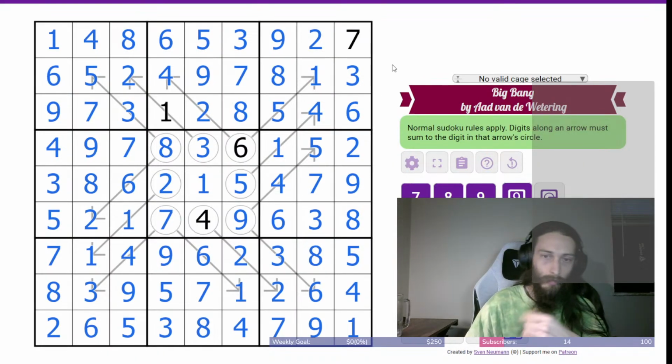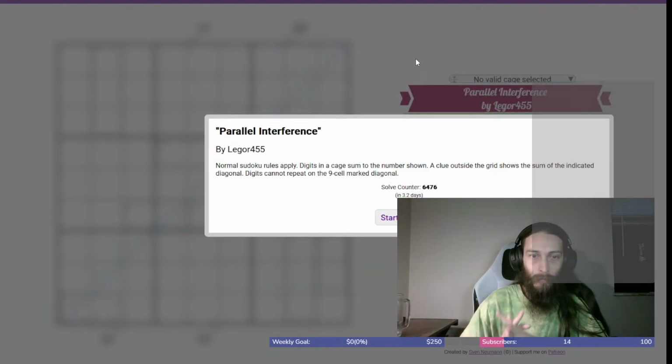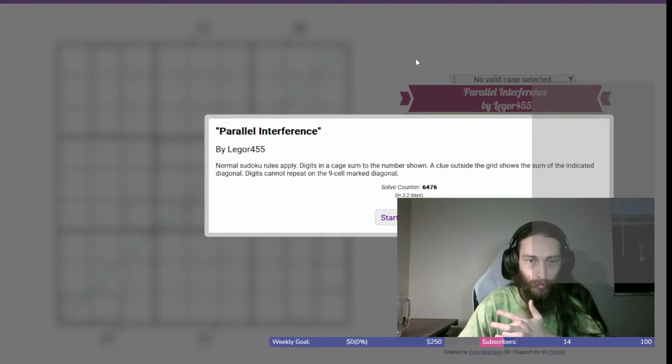Alright, anything you wanted to say about this puzzle before we move on to the next one? Nope. Alright. Parallel Interference by Legor455. Normal Sudoku rules apply. Digits in a cage sum to the number shown. A clue outside the grid shows the sum of the indicated diagonal. Digits cannot repeat on the 9-cell marked diagonal.